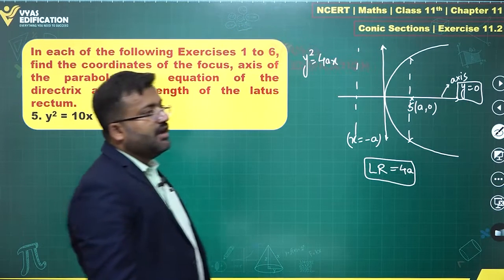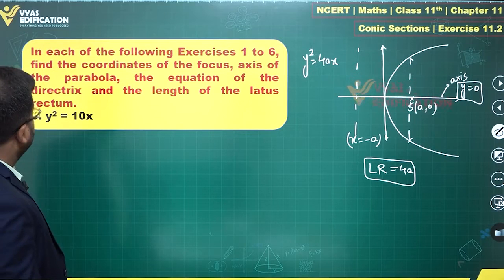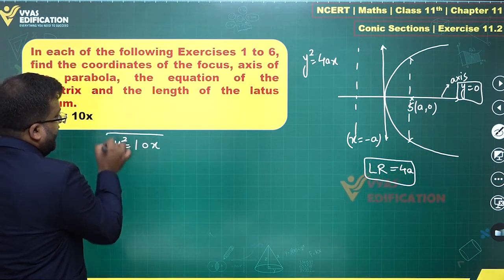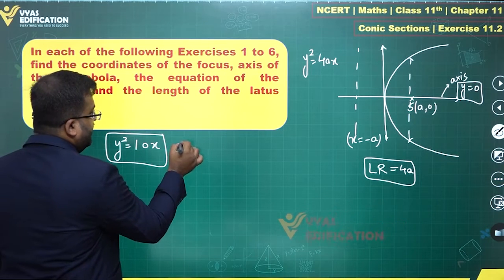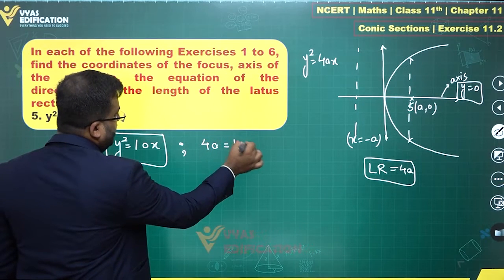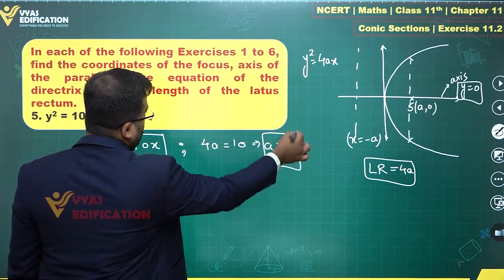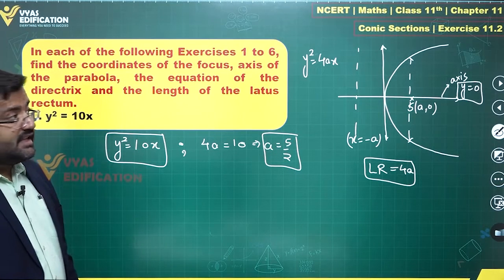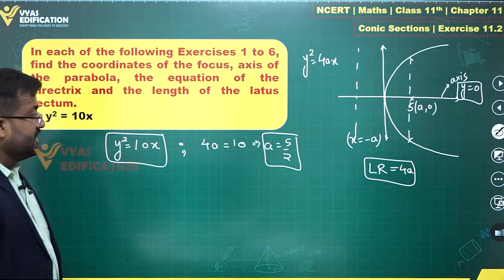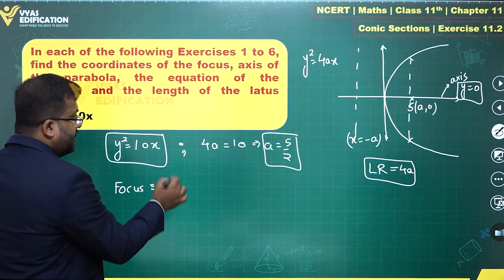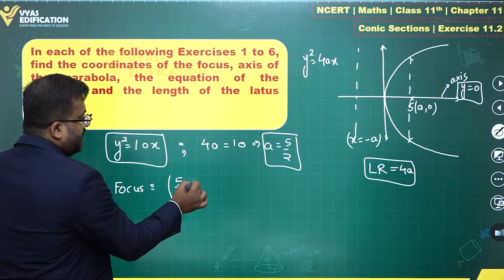Okay, what else? So in this question, y square is equal to 10x. What do we have? Can we identify that 4a is equal to 10, which tells me that a will be equal to 10 by 4, which is 5 by 2. Okay, we have found the value of a. Yes. Once we have found the value of a, finding the focus is very simple. Focus will be a comma 0, which is 5 by 2 comma 0.